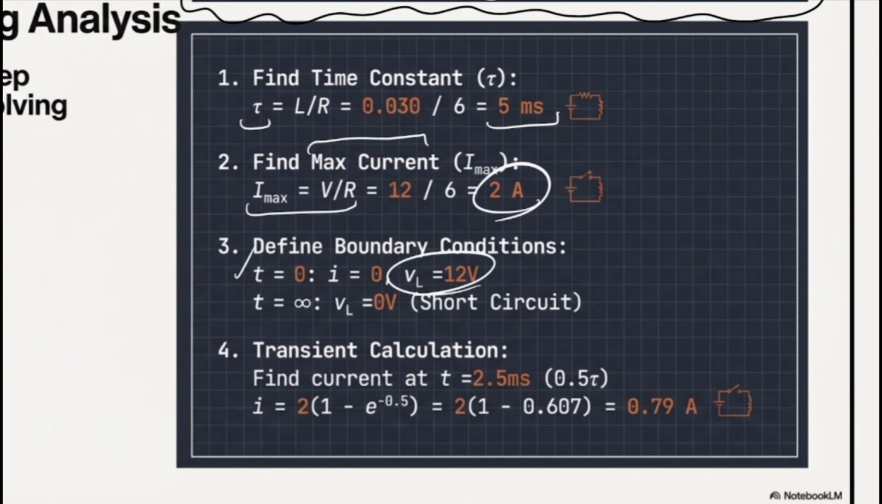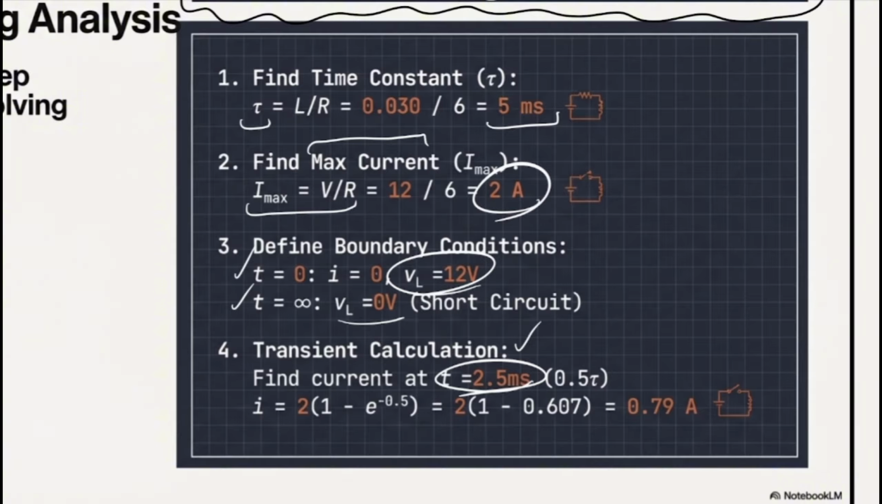No current, resistor is gone. All of the voltage would be across both legs of your inductor. At t equal to infinity, or we can call this 5 tau, the VL is 0, so it means that a short circuit is happening. And the transient calculation is finding the current at 2.5 millisecond.